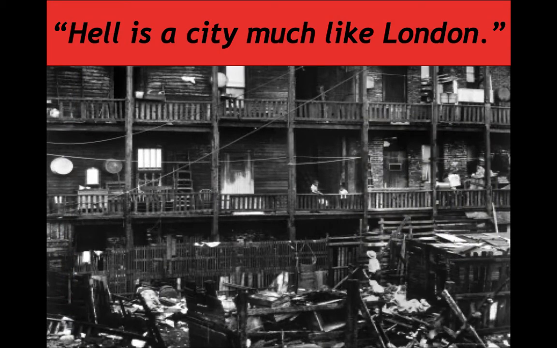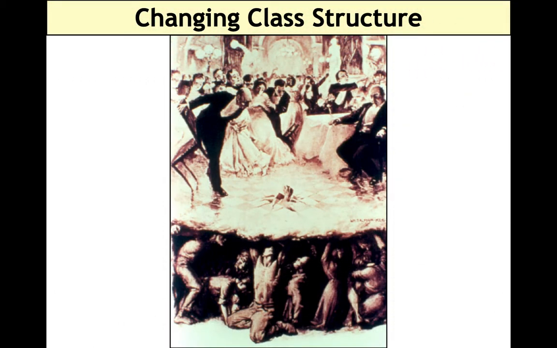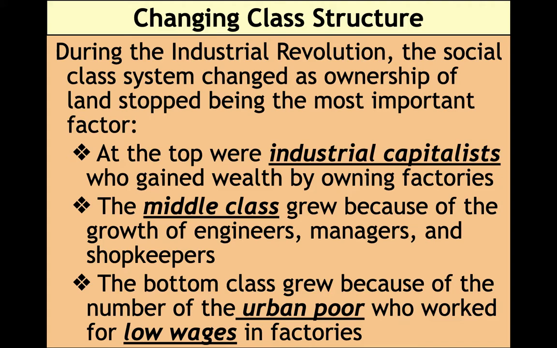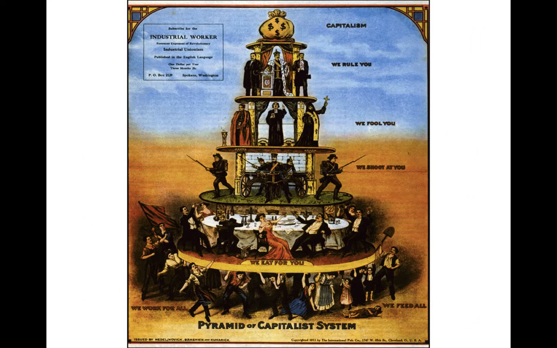Okay, we've seen this picture before. So, changing class structure. As class structures start to change, you have the lower class holding up the upper class, and they're trying to break through what we call today's glass ceiling. So during the revolution, things changed. Industrial capitalists gained wealth by owning factories. The middle class grew because they were engineers, managers, and shopkeepers. And the bottom class grew because of the number of urban poor who worked for low wages in factories. So again, just another example of it.